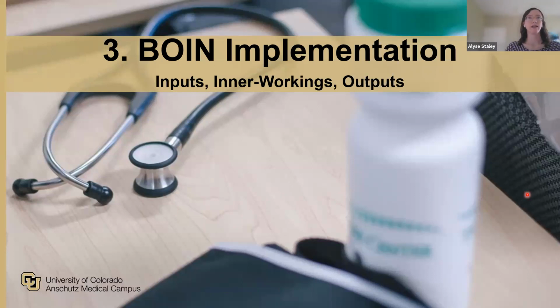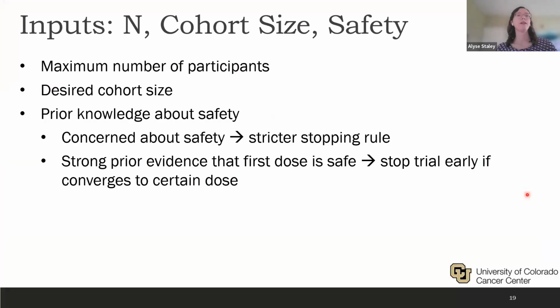I'll now go into the BOIN design in more depth. First, we as biostatisticians need information from the investigator to design the phase 1 clinical trial. We need to know the maximum number of participants that are expected to be enrolled, the desired cohort size, and any prior knowledge about safety.